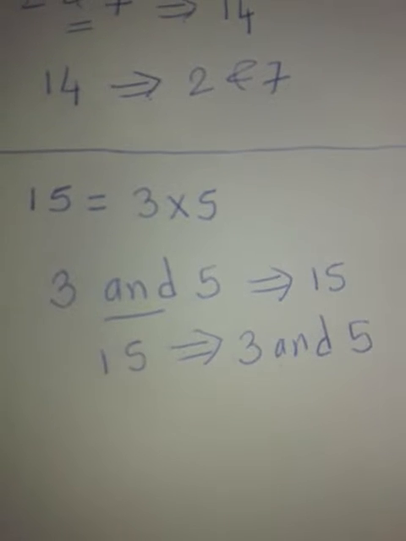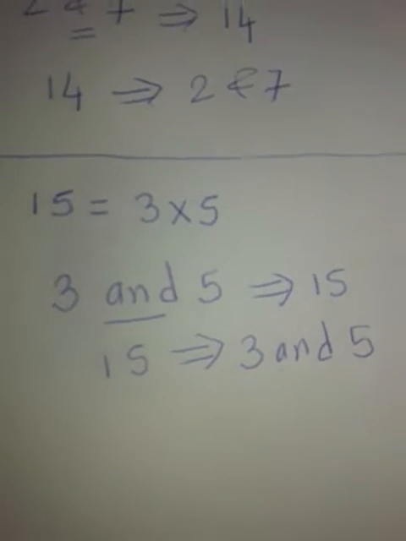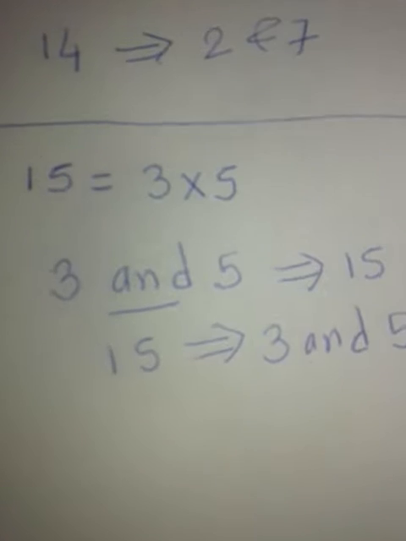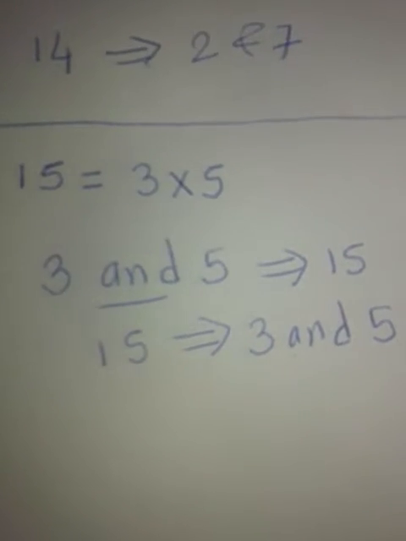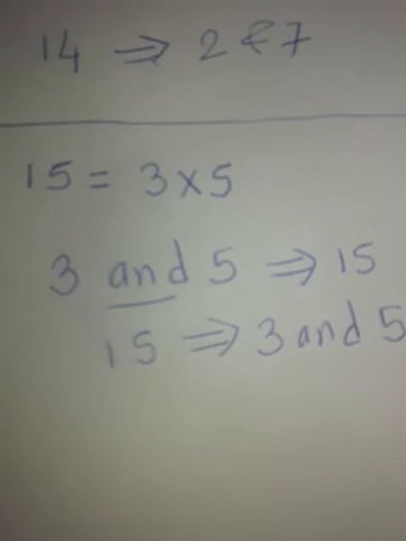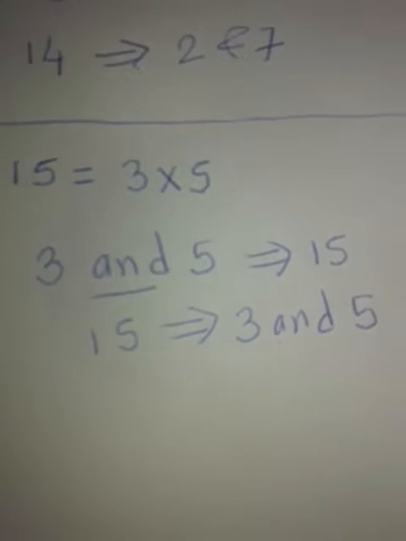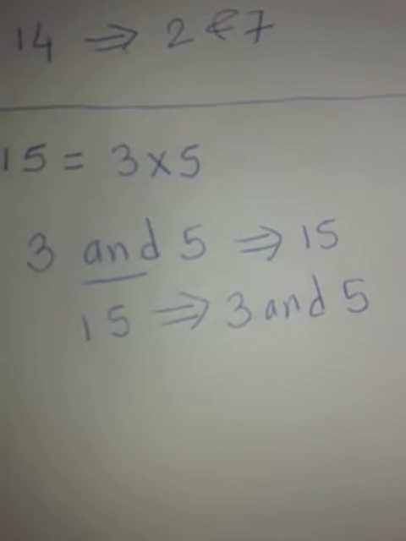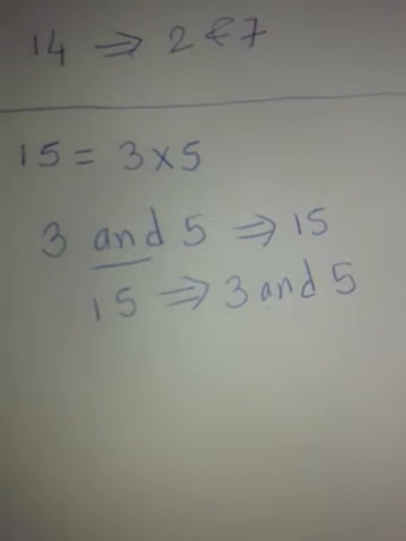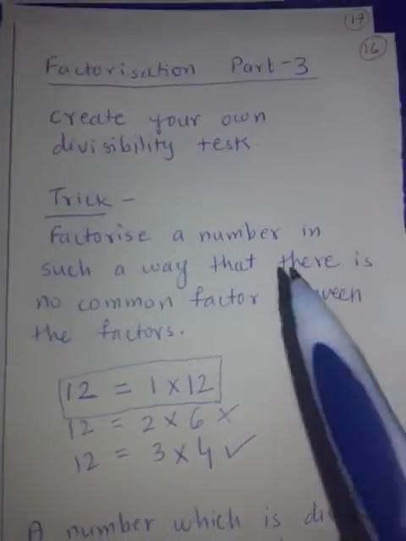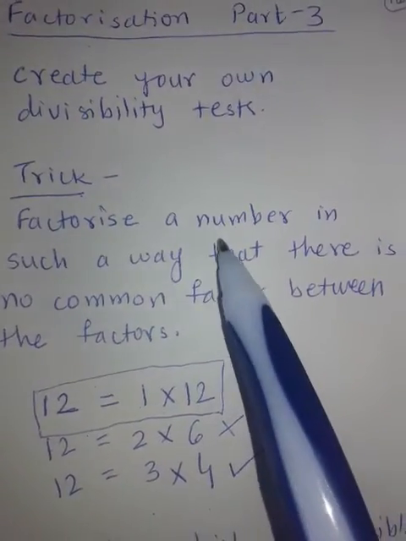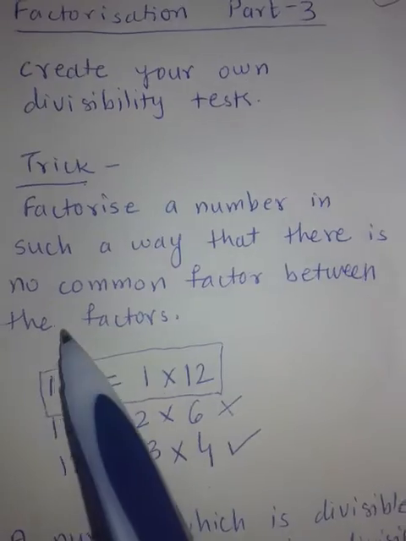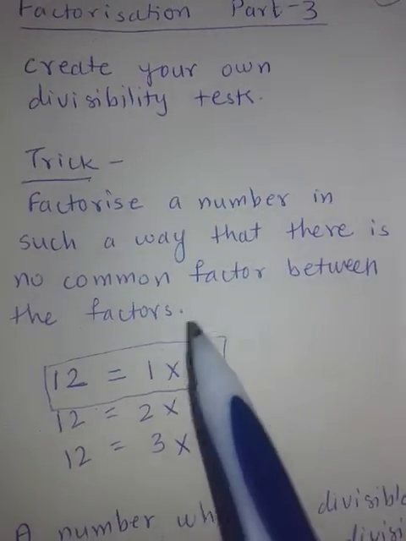So we already discovered divisibility tests for 12, 14 and 15. What is the test for 12? If a number is divisible by 3 and 4. For 14, 2 and 7. For 15, 3 and 5. Isn't it very easy? So now let's go back to that language which we discussed when we started this session. The trick is to factorize a number in such a way that there is no common factor between the factors.